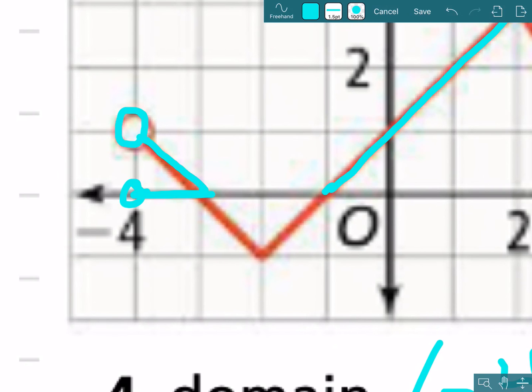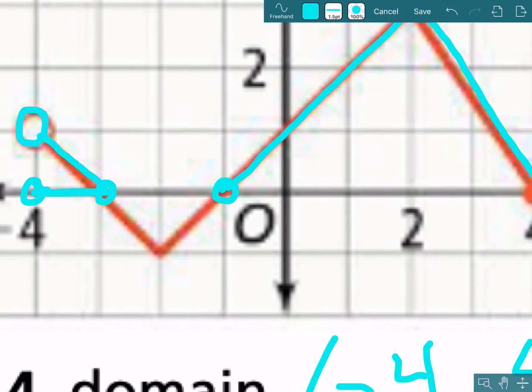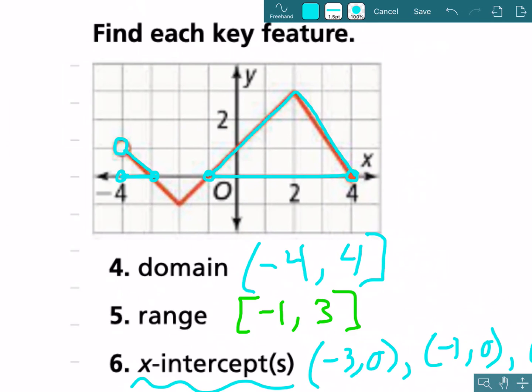Now here at -3, it is 0. 0 is not positive, so that is also an open circle. Same thing here, at -1 is 0. 0 is not positive, so open circle. And at 4, it's at 0, so again, open circle. So these are the intervals I'm talking about.